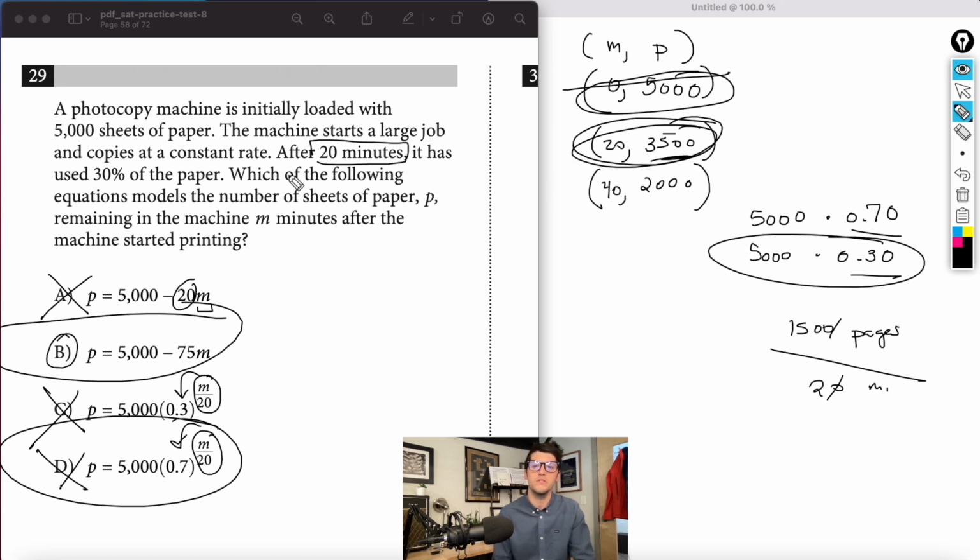Point is, you could use real values here, and they've made this great trap because these answers are right a lot of times on questions that look like this, but this constant rate changed that. Okay, challenging question number 29.